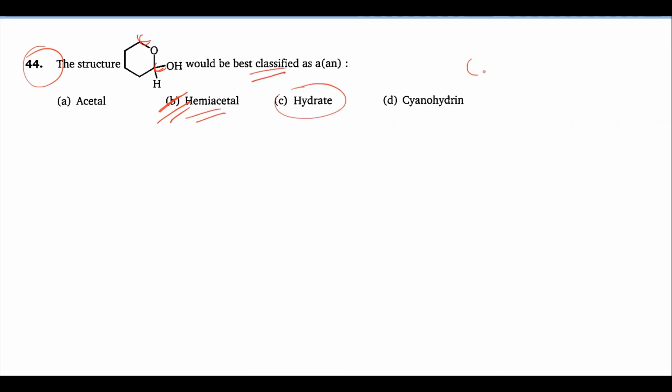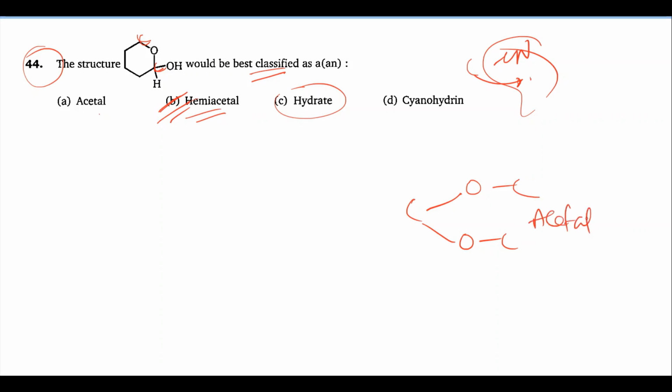Cyanohydrin means CN is there and OH is there. Acetal means two ether linkages, like C-O-C. But what is this one? It is a hemiacetal. So the correct answer will be option B.